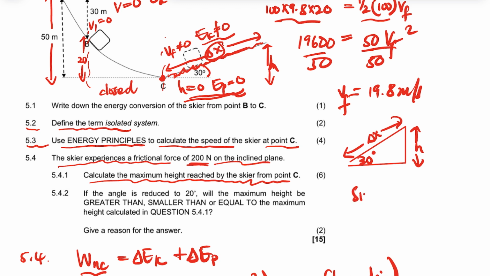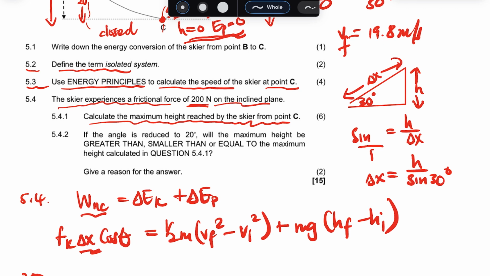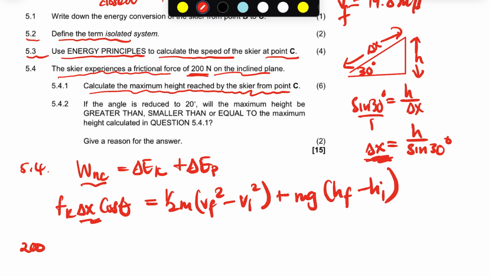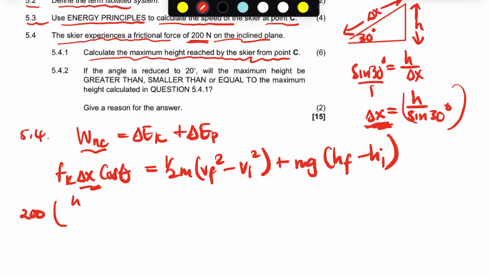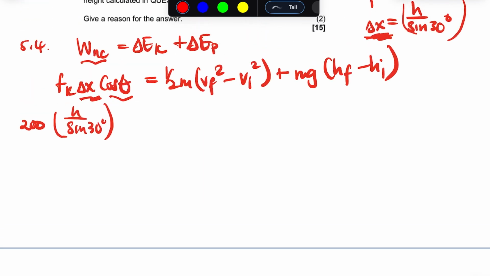So we're going to say sine 30 is equal to height over change in x, and we are looking for the displacement. When you cross multiply, the displacement is equal to h over sine 30. We're going to put sine 30 degrees there. So our displacement is that. In the place of change in x, I'm going to put h over sine 30. And the skier is going this way, and the frictional force is going in the opposite direction. It's going to be cos 180 degrees, equal to half.